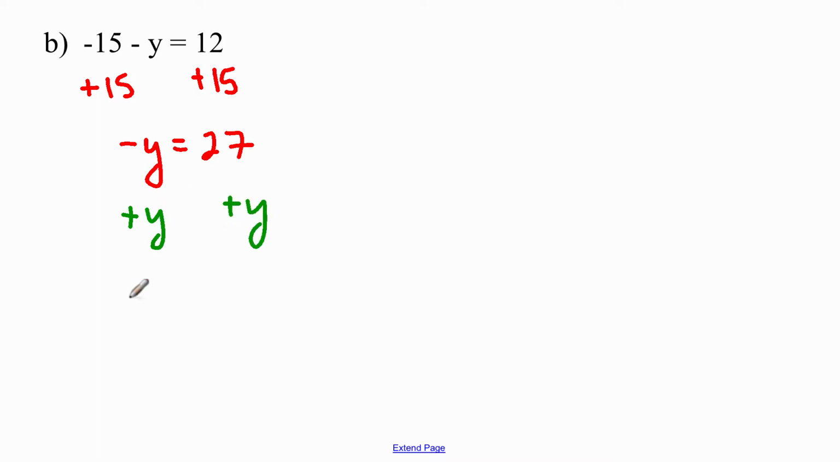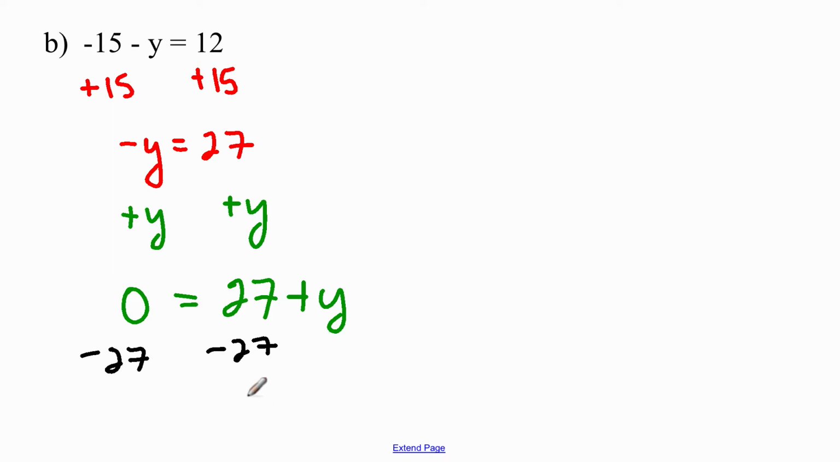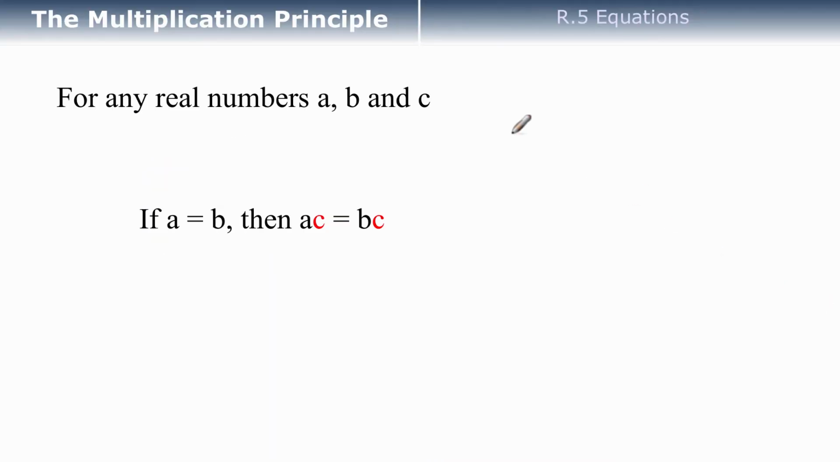On this side, these would cancel, so it would be 0 is equal to 27 plus y. And now you've probably seen where I'm going here. I want y by itself, so we'll get rid of the 27. So subtract 27 on this side, subtract 27 on that side. So I get y is equal to a negative 27. You could have used a different rule right at that point, but using the addition principle would still work.